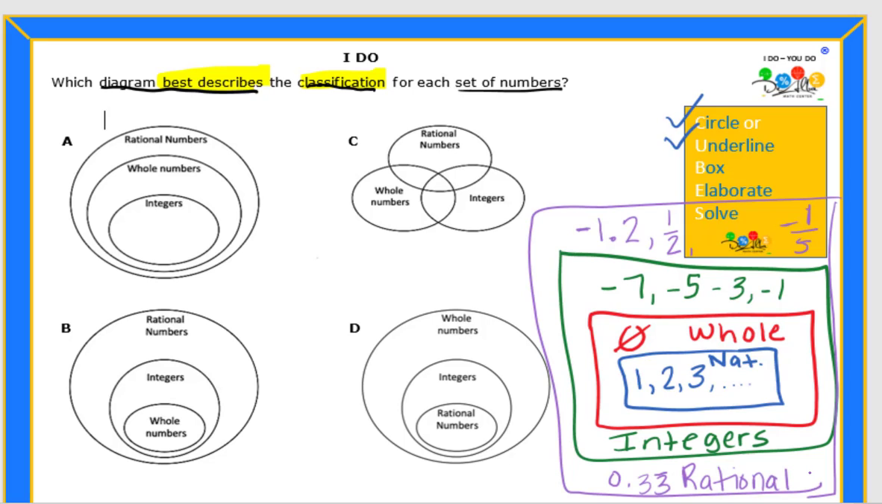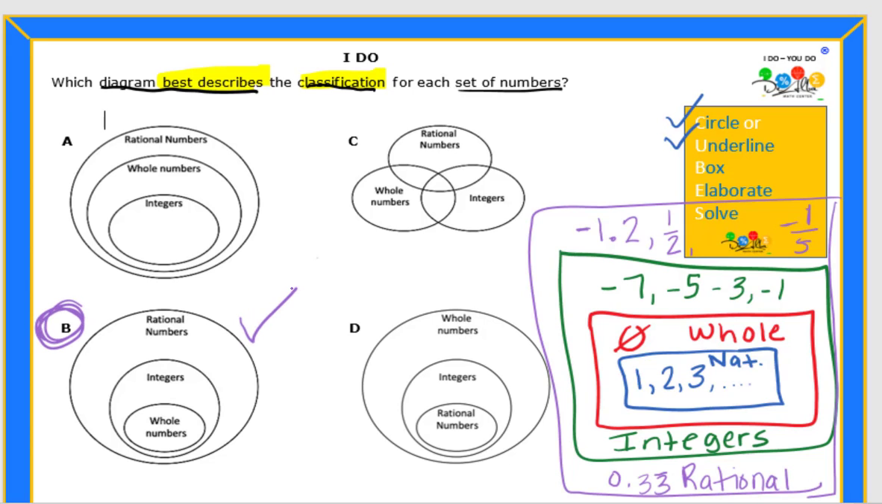So let's go ahead and look at these choices and select the one that matches ours. So they only represented 3 sets of numbers. They did not represent natural numbers. So we need to make sure that we have whole numbers, the smallest subset, inside integers, inside rational numbers. So the correct answer is yes, B.